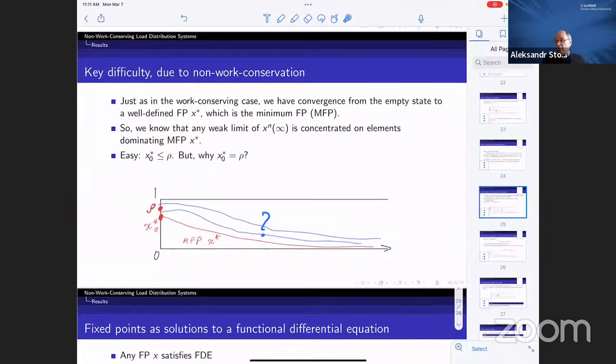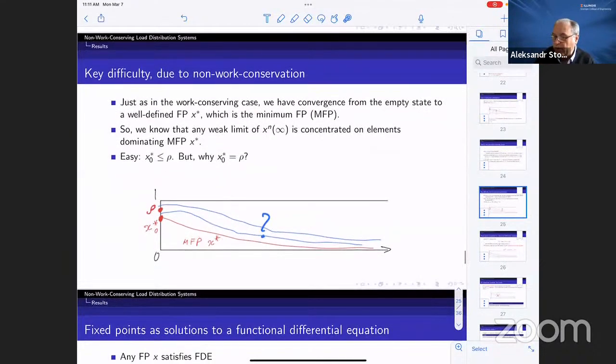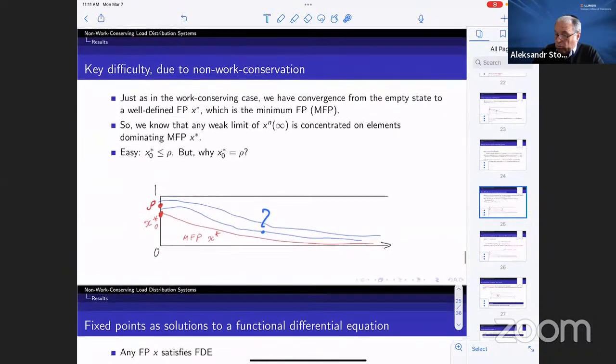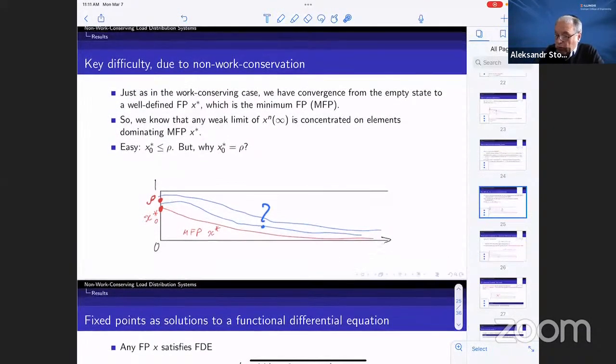This is the key difficulty posed by non-conservation in all this business, at least from my point of view. Let's proceed just like in the work-conserving case. We start with the empty system. We look at the mean field limit, which starts in the empty state. By monotonicity, it will have to increase and converge to something. That something we will call X star.